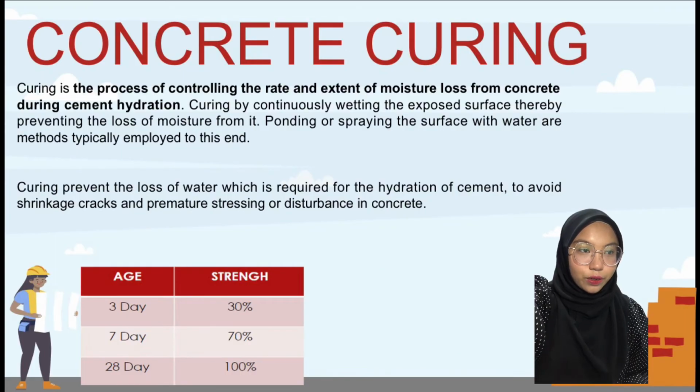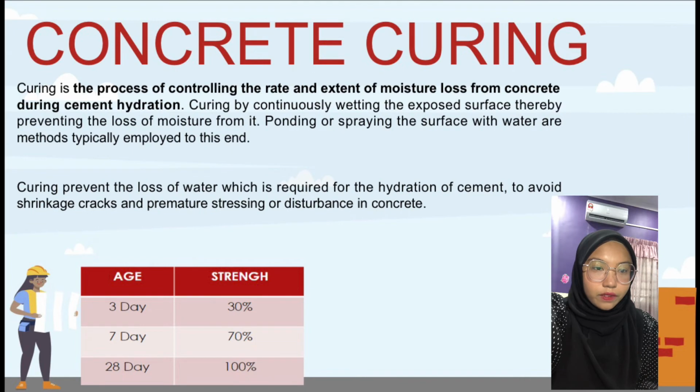Next part is concrete curing. Curing is the process of controlling the rate and extent of moisture loss from concrete during cement hydration. Curing by continuously wetting the exposed surface, thereby preventing the loss of moisture from it. Ponding or spraying the surface with water are methods typically employed to this end. Curing prevents the loss of water, which is required for the hydration of cement, to avoid shrinkage, cracks, and premature stressing or disturbance in concrete.